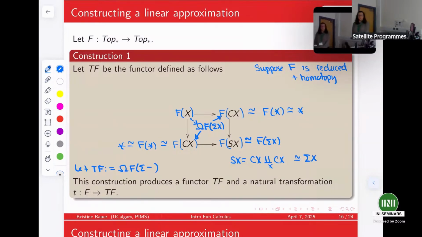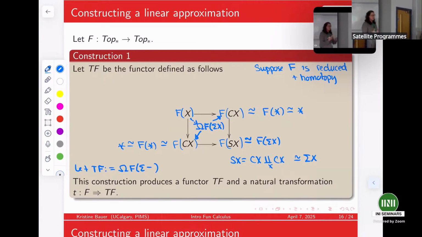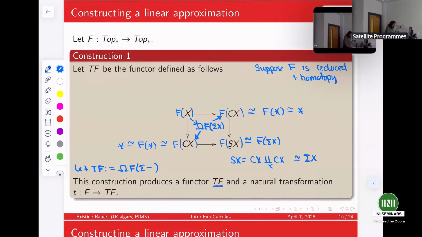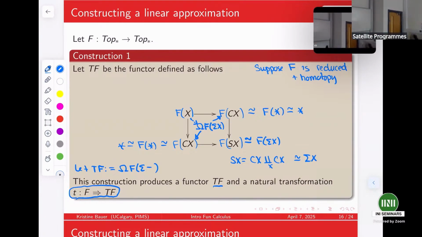Everything that we did here was functorial. Taking homotopy pullbacks is functorial. And so this construction produces a functor TF. And on top of that, the existence of the natural map from F of X into loops F suspension X is natural in X. And so what we've just done is produce a functor TF and a natural transformation, which I'll call little t, from F to TF. Okay, so I claim that that's going to get us a little bit closer to being excisive, and towards the end of this talk, I'll show you exactly why this is slightly more excisive than the functor that we started with. But first, I'm going to finish the construction.